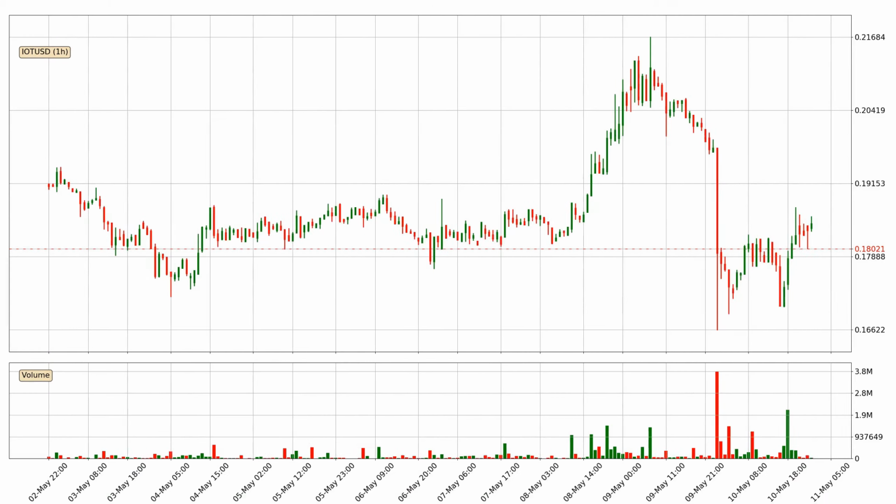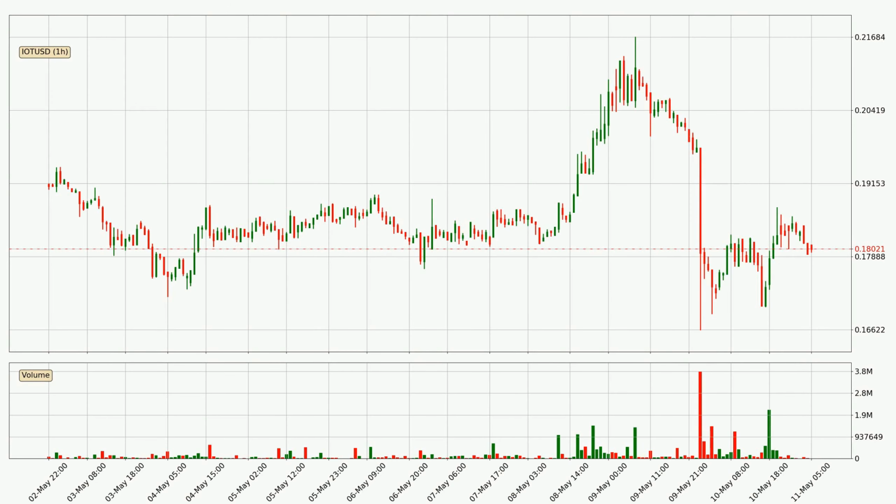Let's get started. Today, find out how the price of IOTA has changed and what the technical indicators SMA, EMA, divergence and stochastic RSI show. If you are unfamiliar with the indicators, check out the explanation videos below.